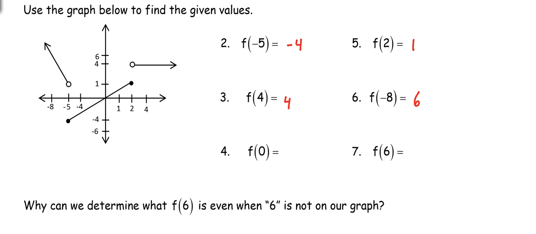F of 0. So remember, f of 0 is on the y-axis. So we are crossing with the line going through the origin. So our y-coordinate would be 0.